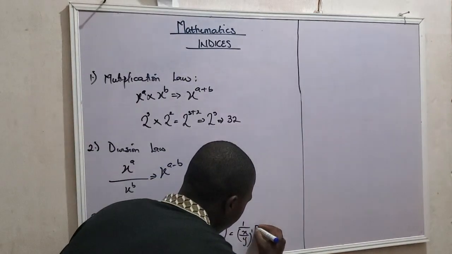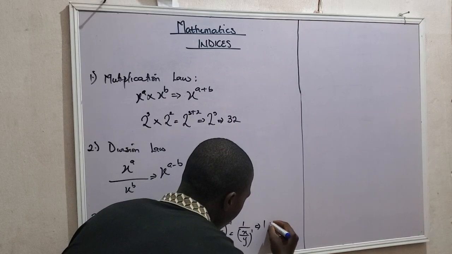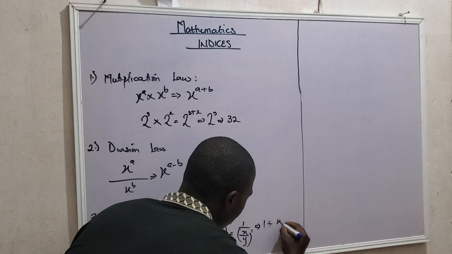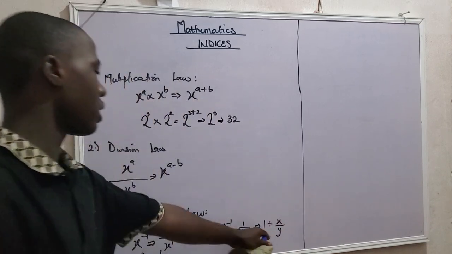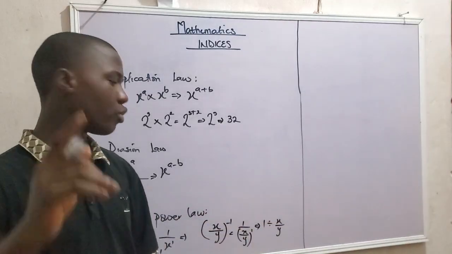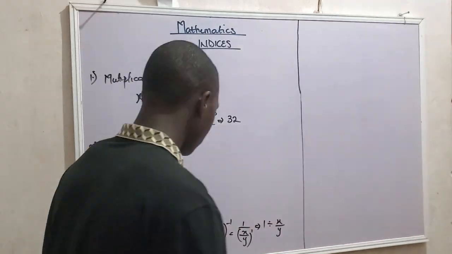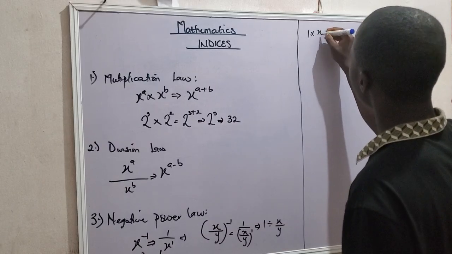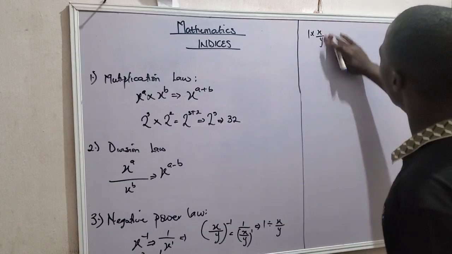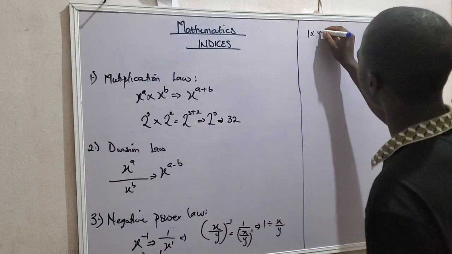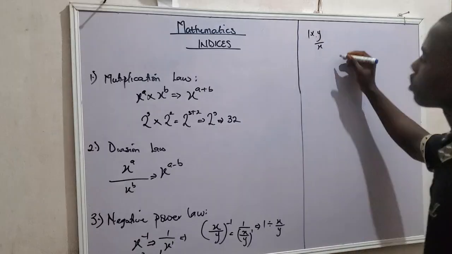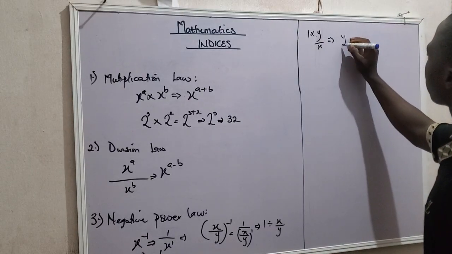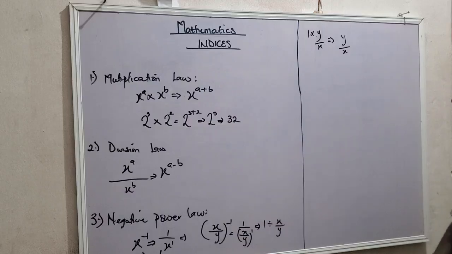So this can be written on your board as 1 divided by x all over y. Now to change here from division to multiplication, what do we do? We take the reciprocal. We're having 1 times x all over y. Sorry, 1 times y all over x, which can also be written as y all over x. So you see, that's it.